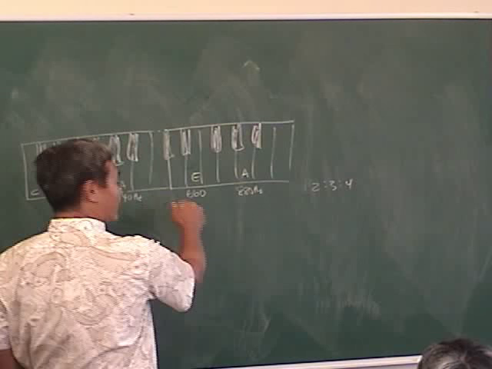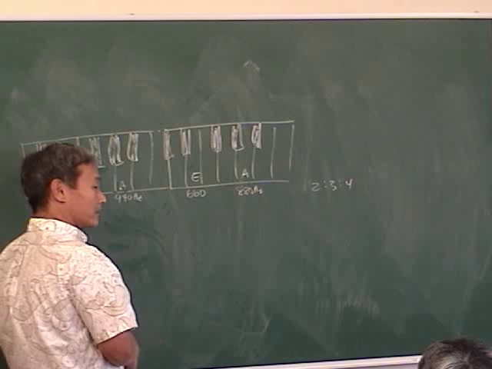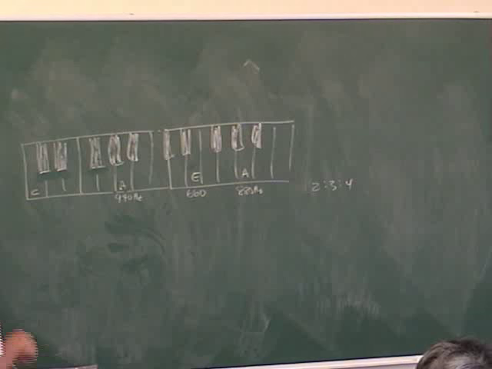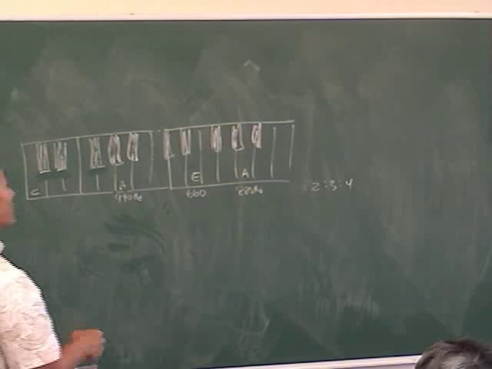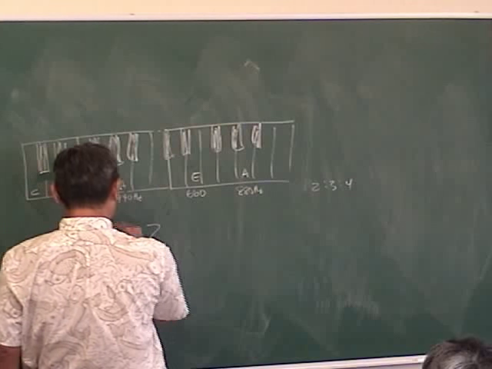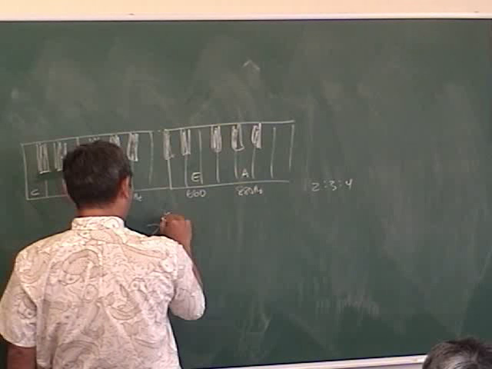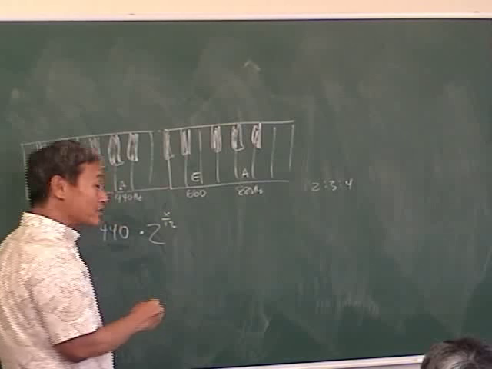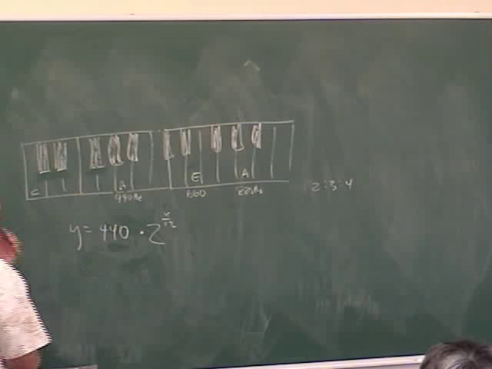No, the ratio is 2 to 3 to 4. But it's happening between them. Okay, but that's not how we tune now. Now we use the even-tempered scale, which is this. The frequency is 440 times 2 to the x over 12 power. It's an exponential function.